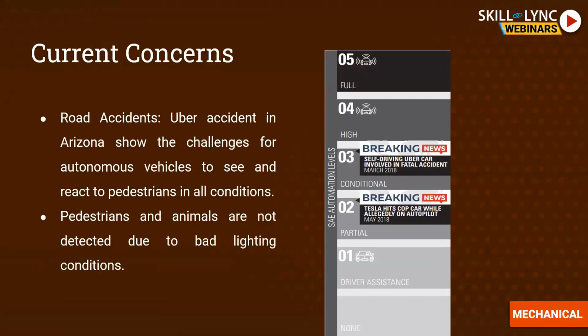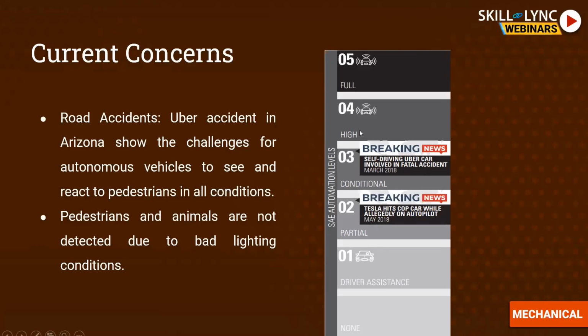One of the problems is road accidents. I guess all the autonomous driving aspirants have studied the accident that happened in Arizona. The autonomous car, which was in testing mode, hit a pedestrian on the road. So the main concern we have right now is that pedestrians and animals are not detected due to bad lighting conditions. On the right in the image, you can see that we have two accidents here.